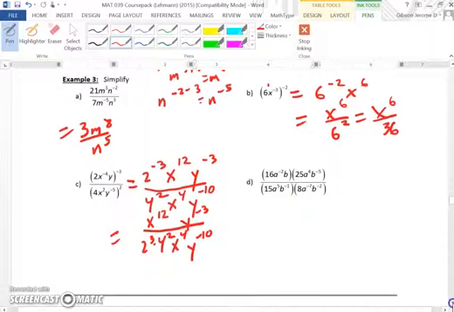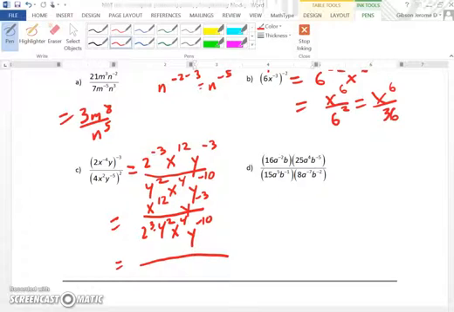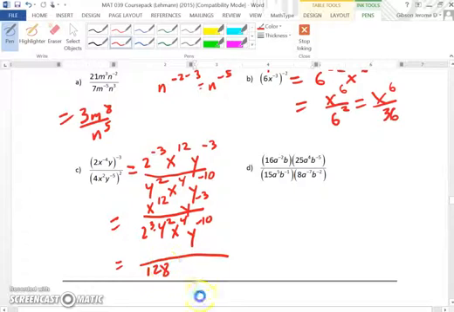Now, let's watch what happens here. In our denominator, 2 to the 3rd is 8 times 4 squared is 16. Now we could take our calculator and take 8 times 16. That would give us 128. So our denominator here would be 128. Now, as far as this number is concerned, we go to the x's. X to the 12th divided by x to the 4th will leave us x to the 8th, because 12 minus 4 is 8, and that will remain in the numerator.